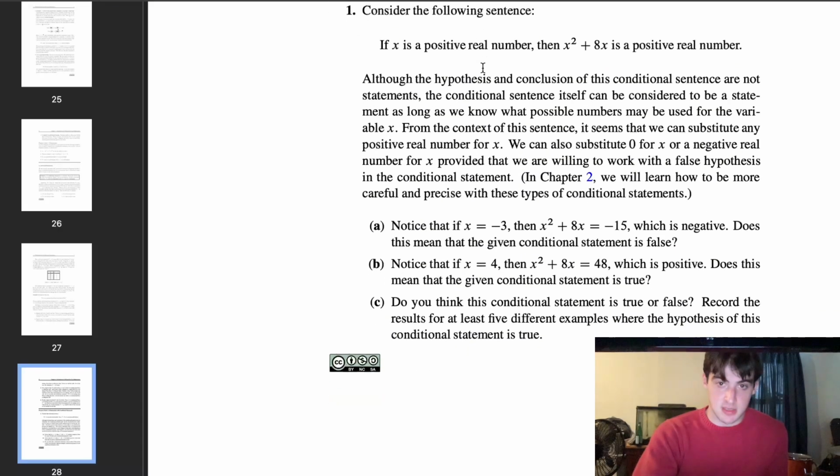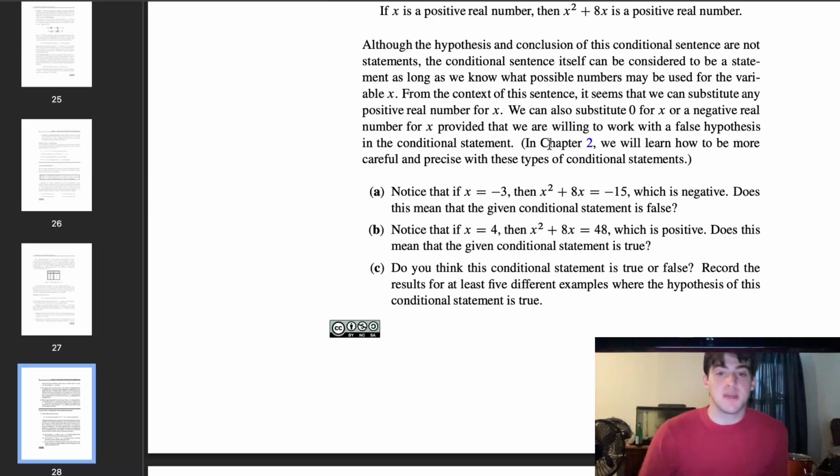So the hypotheses don't match. B, notice that if x equals 4, then x squared, I'm not going to verify these calculations, I'm just going to assume that he's telling the truth. Then x squared plus 8x equals 48, which is positive. Does this mean that the given conditional statement is true?